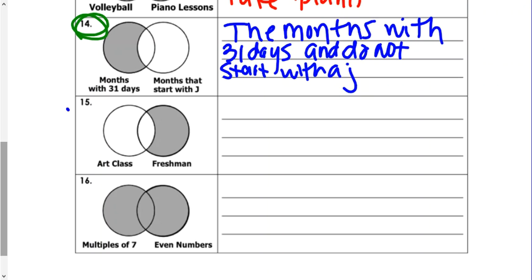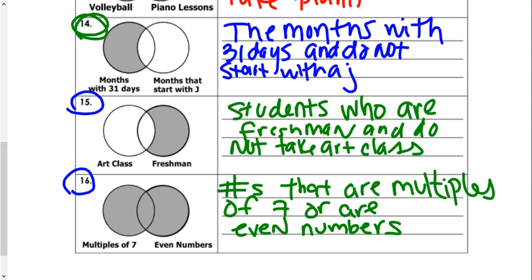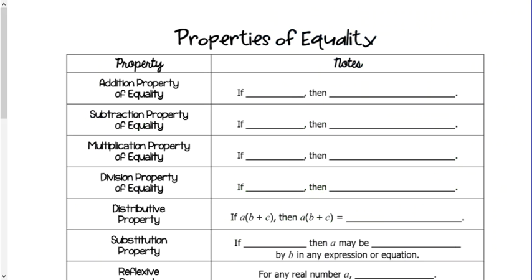We're going to try out 15 and 16 this time. Go ahead, pause it, try it, done. So there are the answers to 15 and 16. Students who are freshmen and do not take an art class describes 15. And numbers that are multiples of 7 or are even numbers describes number 16. Okay. We do have one more topic to talk about.